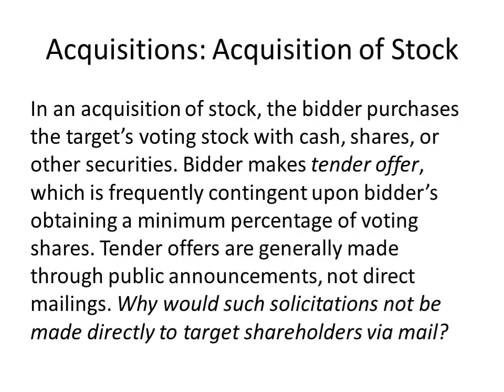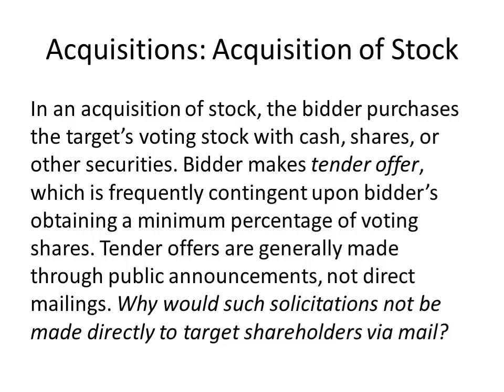Next, we'll talk about something called an acquisition of stock. In an acquisition of stock, what the bidder does is to purchase the target's voting stock with cash, shares, or other securities. If you can't get the firm's current shareholders to vote for a merger, you just buy their stock and with it buy their votes.